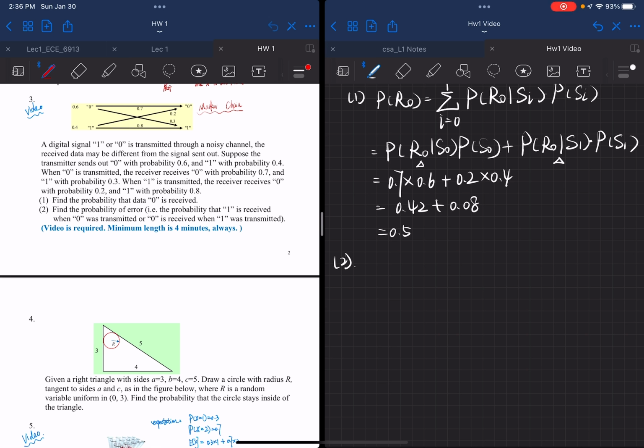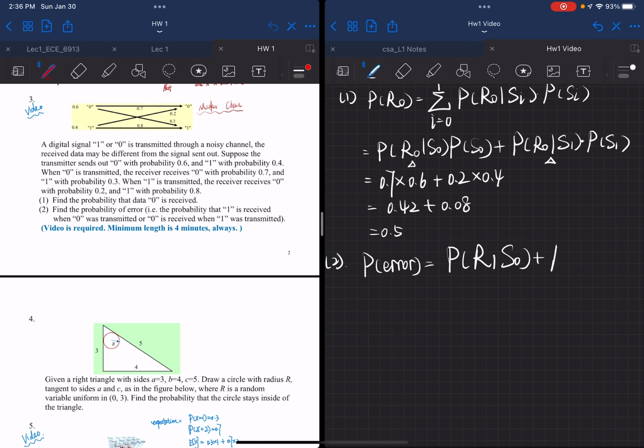And for the second part, we need to calculate the probability of error. It's a combination of two probabilities. The first one is that signal 1 is received when signal 0 is sent. So we can write P error equals P signal 1 is received while signal 0 is sent, plus the probability that signal 0 is received given that signal 1 is sent.